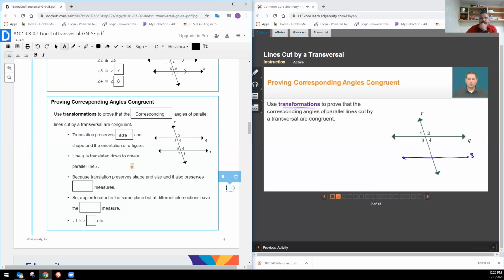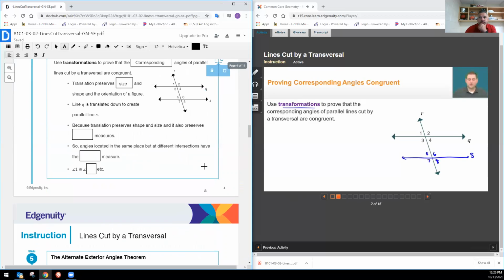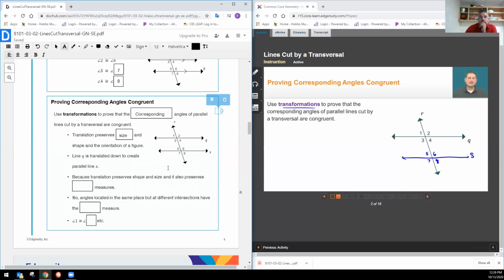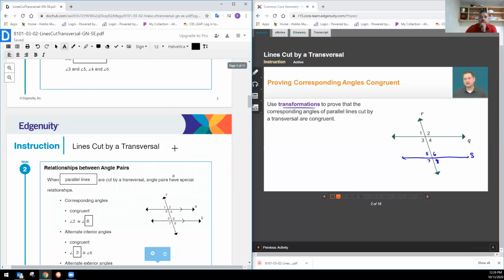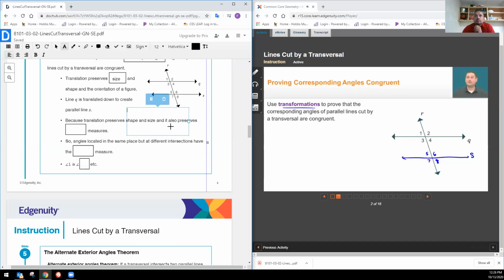Now, when this happens, I'm going to end up creating four new angles at the intersection of line R and line S. So let's go ahead and write those in. I have angle 5, angle 6, angle 7, and angle 8. Now, because translation preserves shape and size, and it also preserves angle measures, we can state that the angles located in the same place but at different intersections are the same shape and the same size, and therefore they would have the same measure. Therefore, angle 1, which kind of slid down to the position of angle 5, would be congruent to angle 5, and we could say the same for the other corresponding angles.